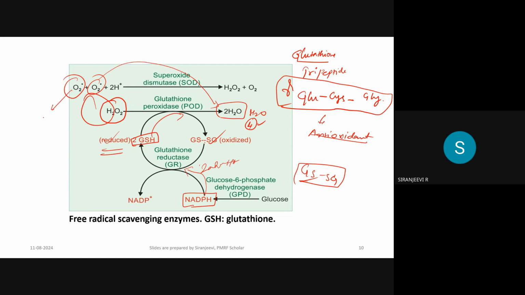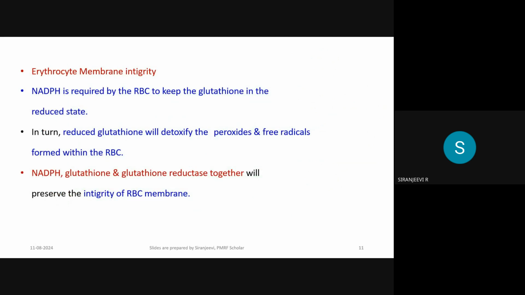Why do we need these things? These superoxide radicals are really toxic for the cell. They will attack the membrane, then the membrane integrity will be lost, and cell death will happen. That is why, to prevent cell death, these kinds of mechanisms should take place in the system. Next, one more activity is called erythrocyte membrane integrity.